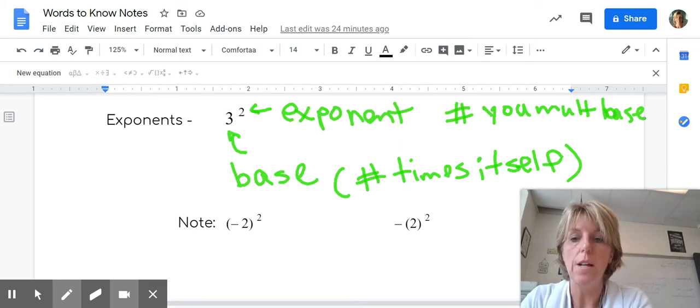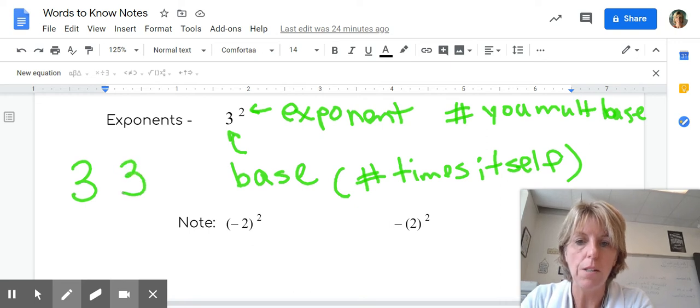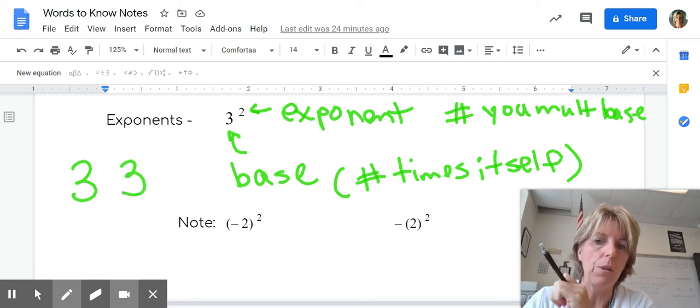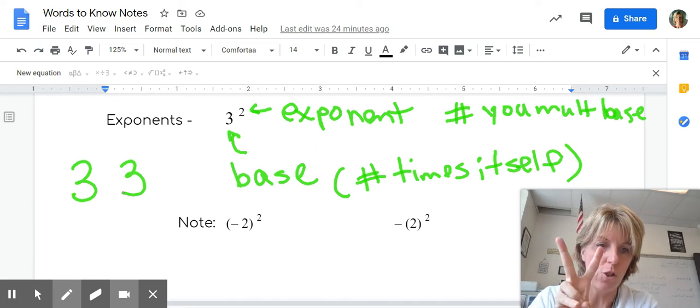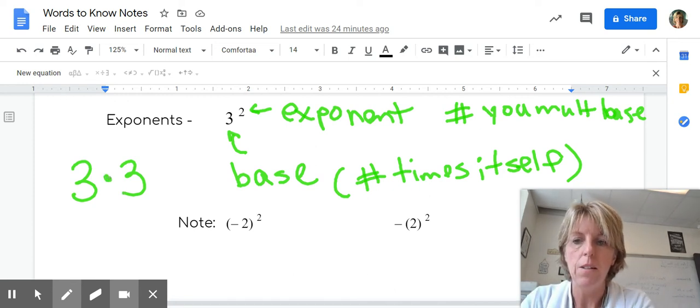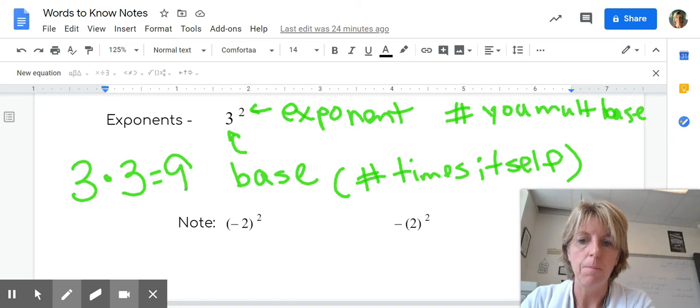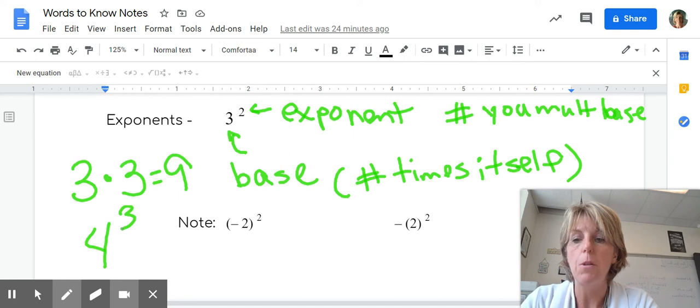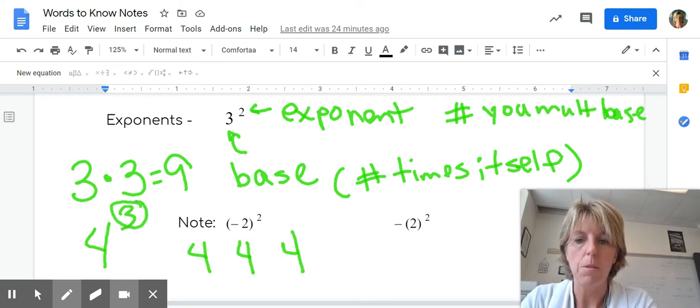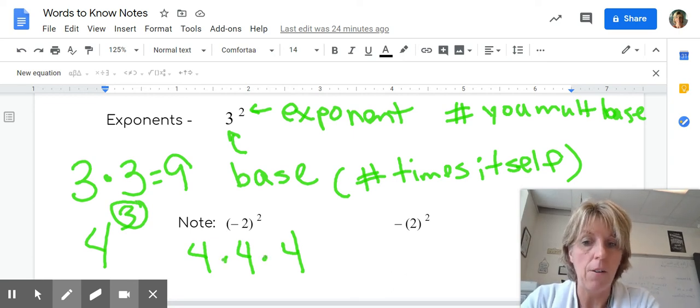So if it's 3 to the 2nd, that's going to become 3 times 3. There's going to be 2 3s. So your base is 3. How many times? The 2 tells you you're going to do it 2 times. So it becomes 3 times 3, which is 9. Okay, so if I had 4 to the 3rd, I'm going to stamp 4. That's my base. It's a number times itself. It's going to be 4 times 4 times 4, 3 times. So I need 3 4s. So it's 4 times 4 times 4. And I'd multiply that out and give my answer.